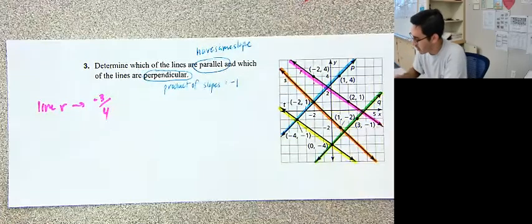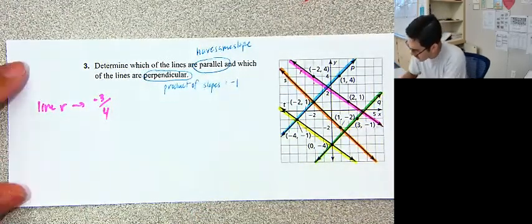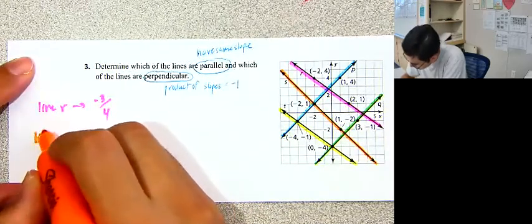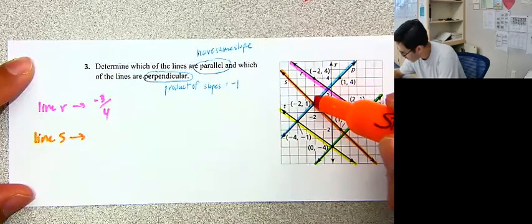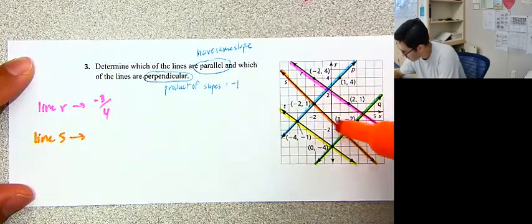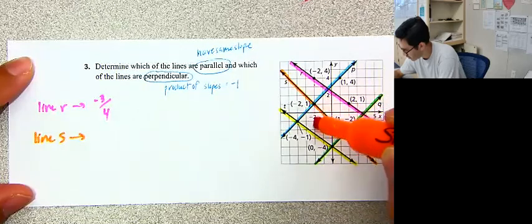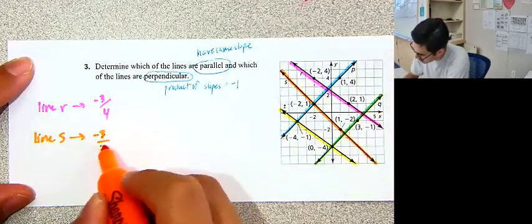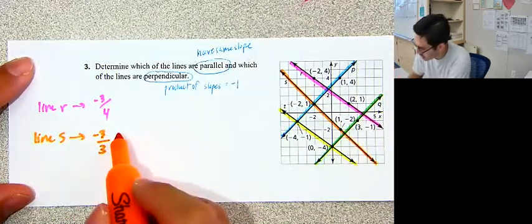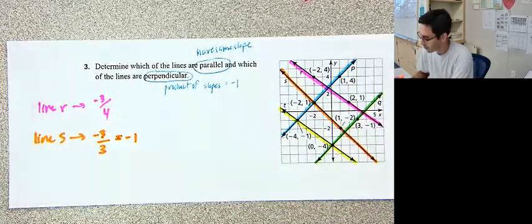All right, let's move on to line S, which is the orange line. I'm going to find a point and count vertically and horizontally to the next point. It looks like it's down 3, 1, 2, 3, and forward 3, 1, 2, 3. So that'd be -3/3, and that is just the same as -1.